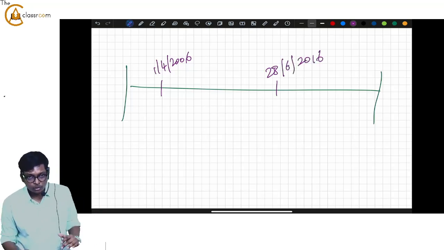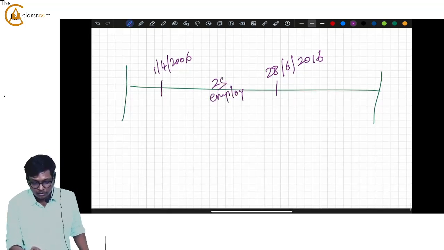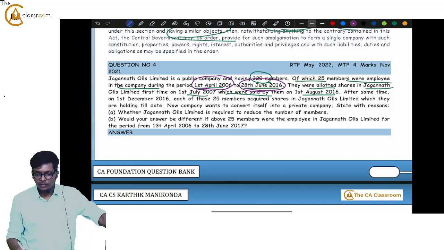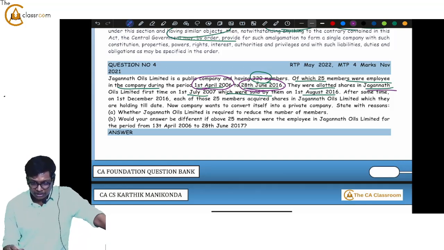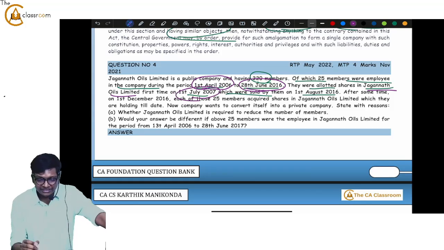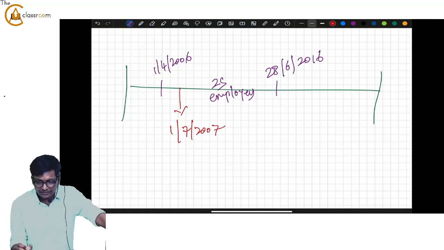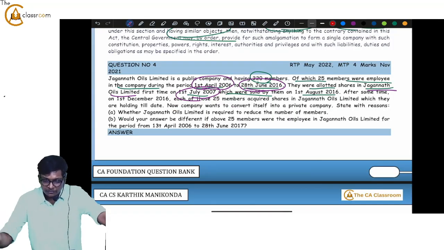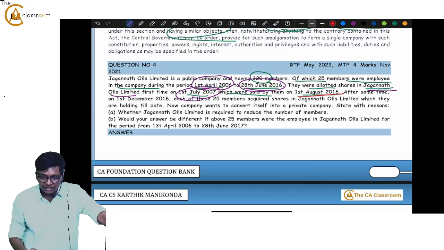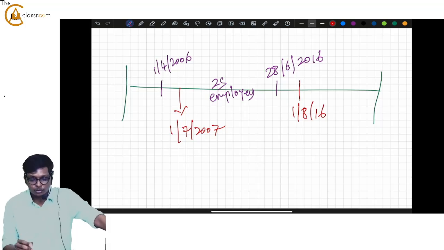They have worked in the same company for almost 10 years, these 25 employees. Okay. Next, they were allotted shares in Jagannath Oils for the first time on 1st July 2007. When did they get the shares? On 1st July 2007 the shares were allotted, which were sold by them on 1st August 2016. After they left the company, they sold it.